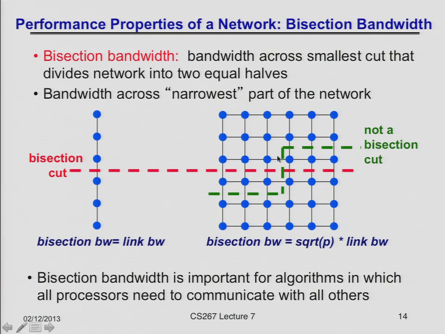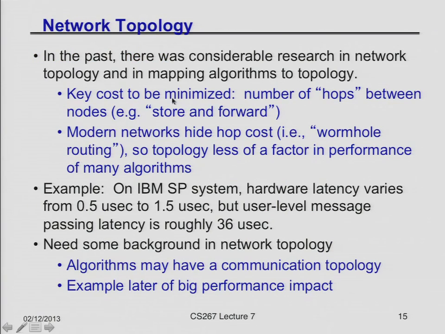And this is why people build lots and lots of different topologies. In the past, as I said, there's been a lot of research in these topologies, and I'll just show you a few pictures to show you the history. And people were trying to minimize both the number of hops it took to get from one place to another and have a good bisection bandwidth.